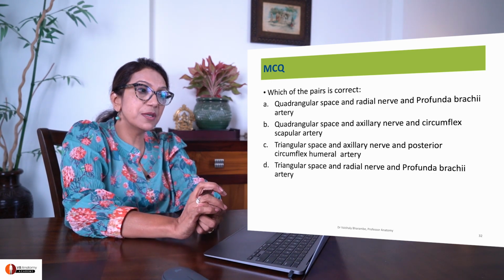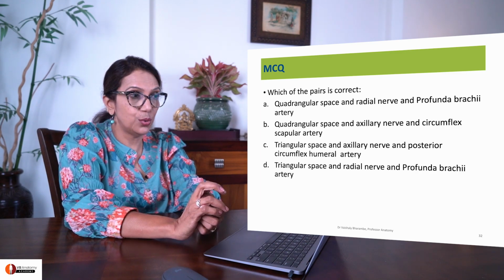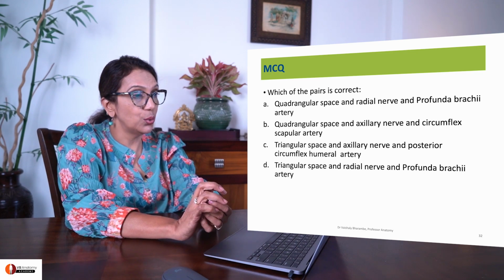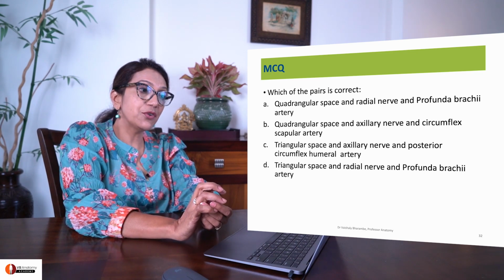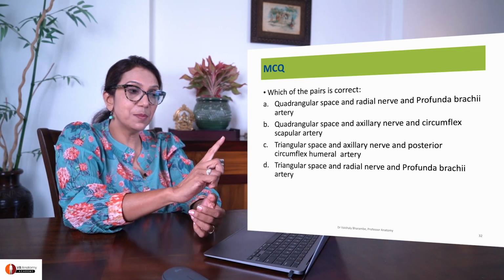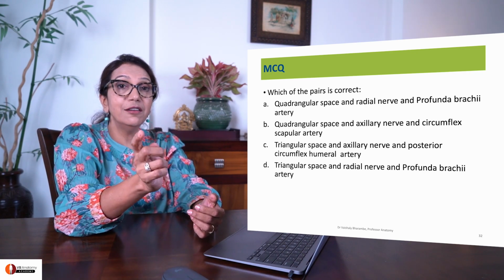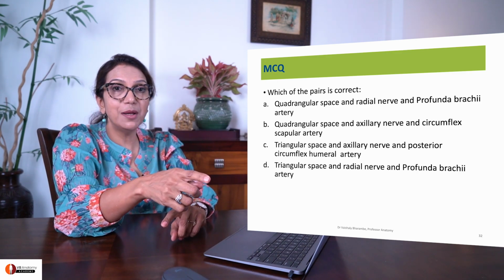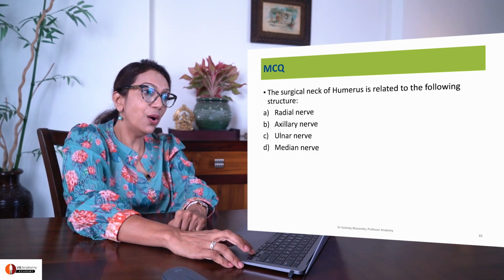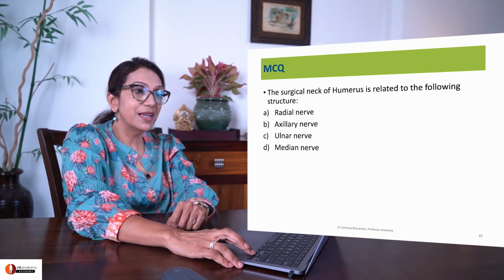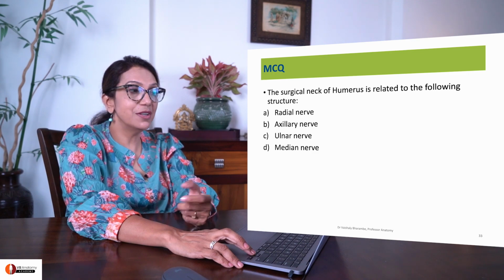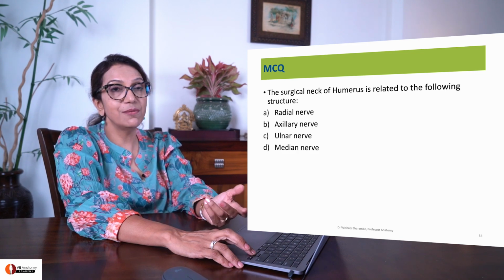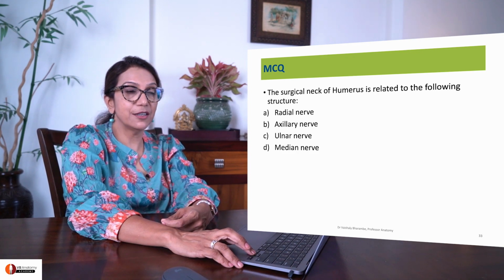Is quadrangular space paired with radial nerve? No. Is it paired with axillary nerve and circumflex scapular artery? No. Is it paired with triangular space? Is triangular space paired with axillary nerve? No. Is triangular space paired with radial nerve and profunda brachii? Yes. Or surgical neck of humerus is related to the following structure. Which nerve? Radial nerve, axillary nerve, ulnar nerve, median nerve. Obviously, it's paired with the axillary nerve.